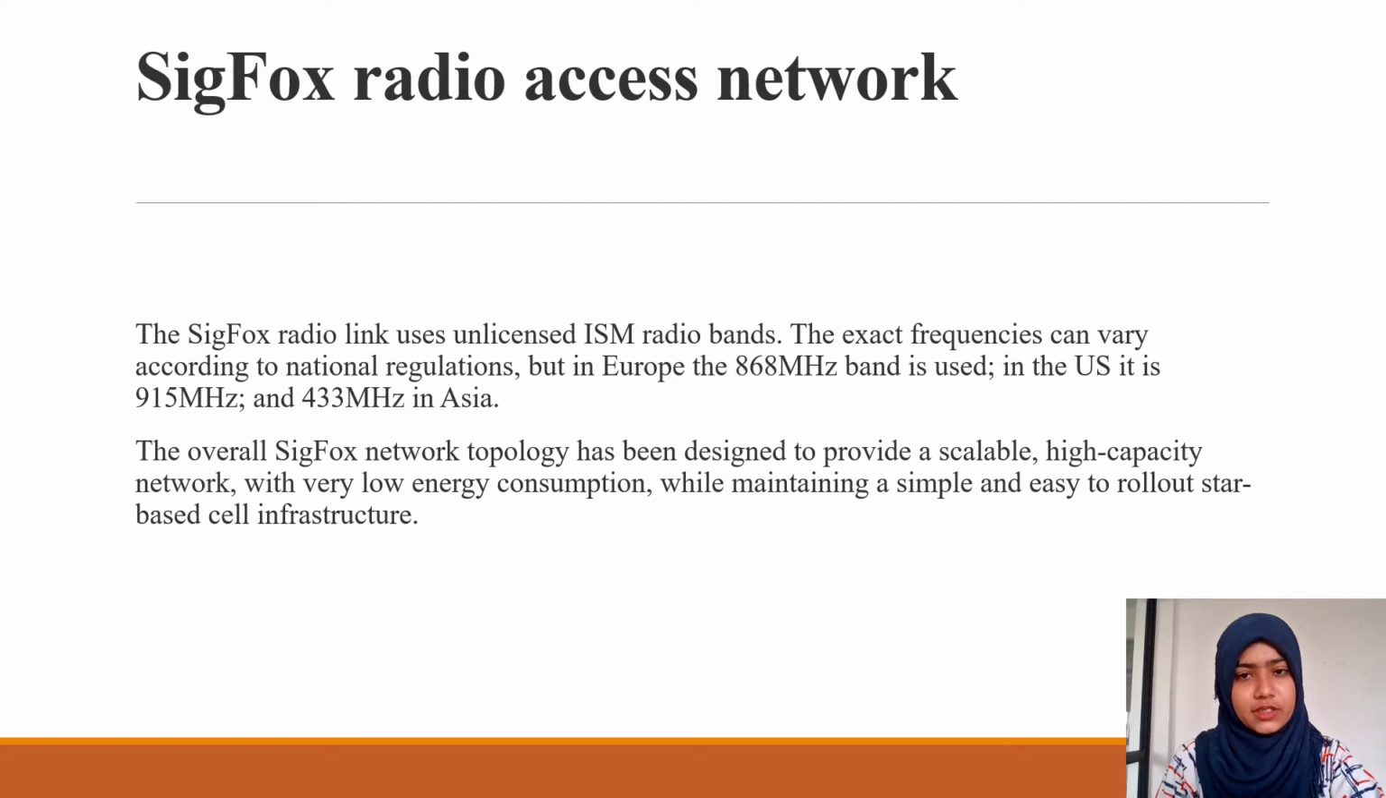Sigfox Radio Access Network. A Sigfox radio link uses the unlicensed GSM radio band. The exact frequency can vary according to national regulations, but in Europe the 868 MHz band is used. In the US it is 915 MHz and 433 MHz in Asia. The overall Sigfox network topology has been designed to provide a scalable, high-capacity network with very low energy consumption while maintaining a simple and easy to roll out star-based cell infrastructure.